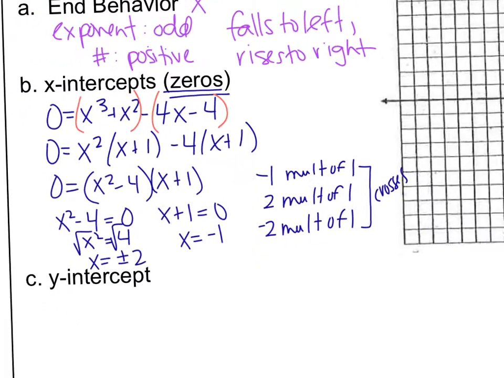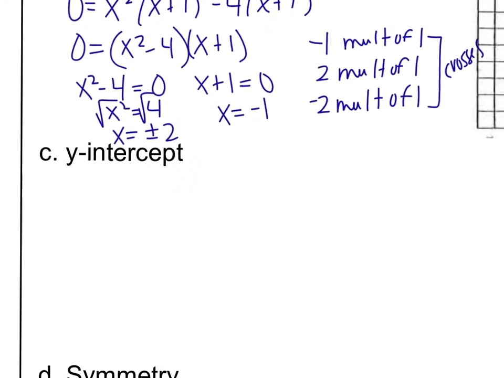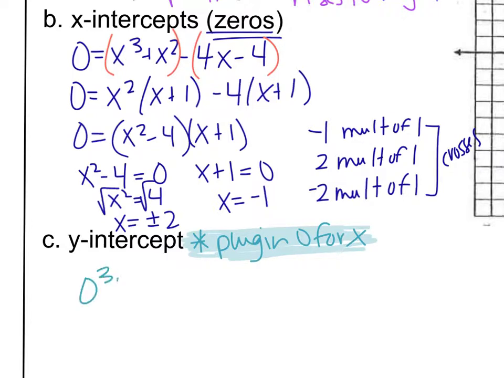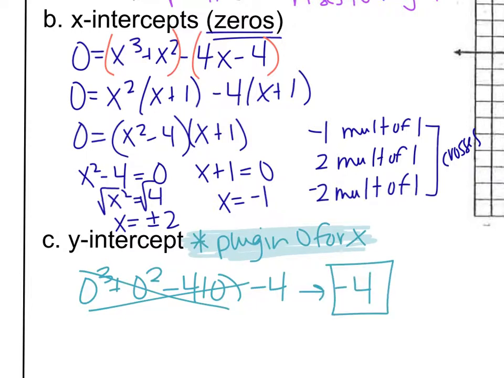We're going to keep finding all this information, and then we're going to get to the graphing part of it. The y-intercept is new for today. You're going to plug in 0 for x. So I'm going to take that equation that's up there and put 0 in for the x's this time instead. This should typically be pretty easy because all of these are going to cancel. So it's just negative 4 for your y-intercept.